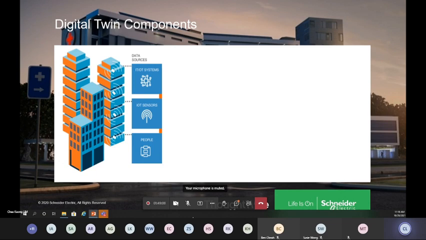We will have a lot of different sources. You can name it: IoT systems, IoT sensors, people. People, you need to survey. You need to monitor. You need to observe. All these are data which will be collected from many different systems which are talking in different languages.